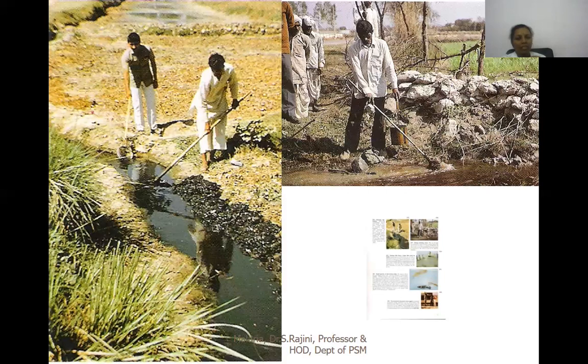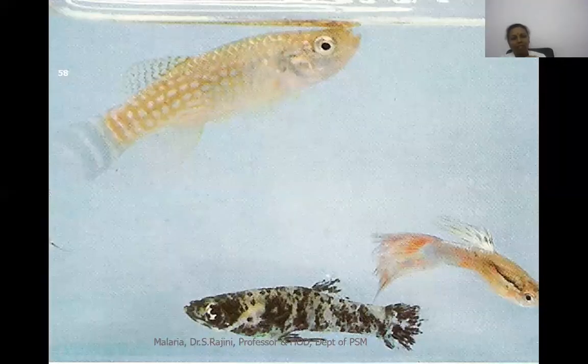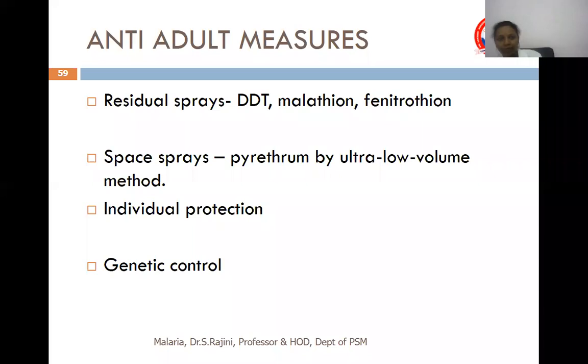Deweeding, desilting, don't allow water to stagnate. These are the various fishes which are introduced. Next one is anti-adult measures. We have residual sprays which are sprayed inside the houses where adult mosquitoes fly. When you spray from outside, they come indoors and rest indoors. So you go for residual sprays, where DDT, malathion and fenitrothion are used. And space spray is pyrethrum by the ultra low volume method.